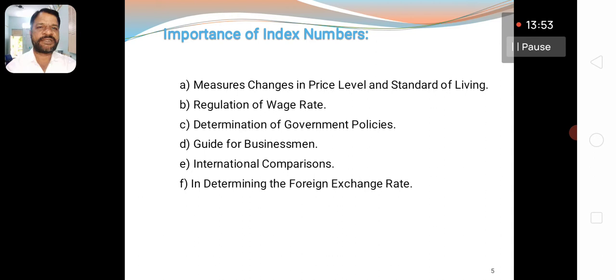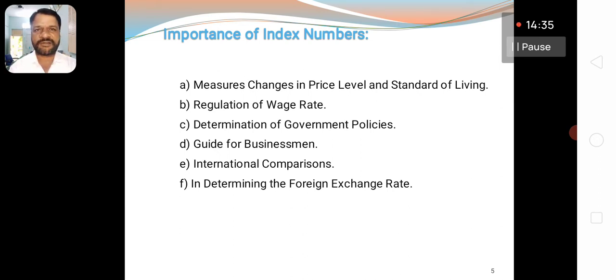Then the importance of index numbers: they measure changes in price levels and standard of living. What is the price level change? You know that the workers or the employees can demand an increase in salaries and wages. And the government will go for conducting a survey regarding the price increase of various commodities, according to the rate of increase in the essential commodities. They will go for allowing dearness allowance.